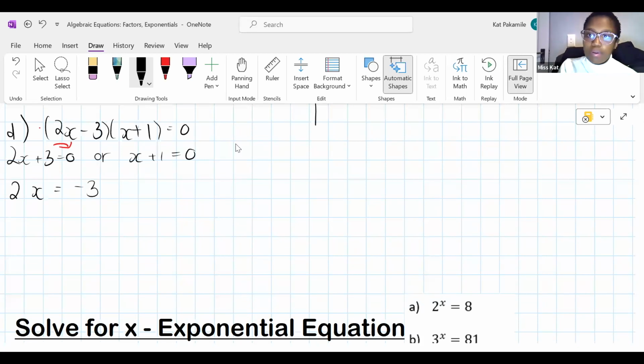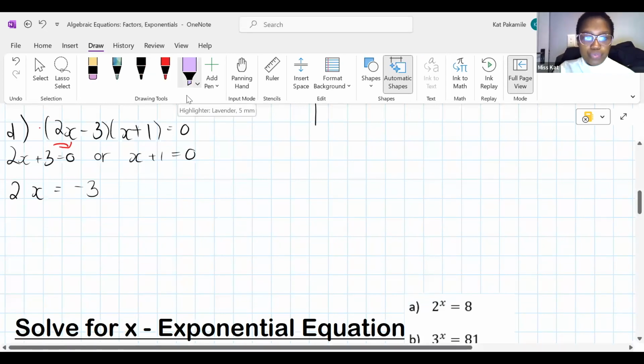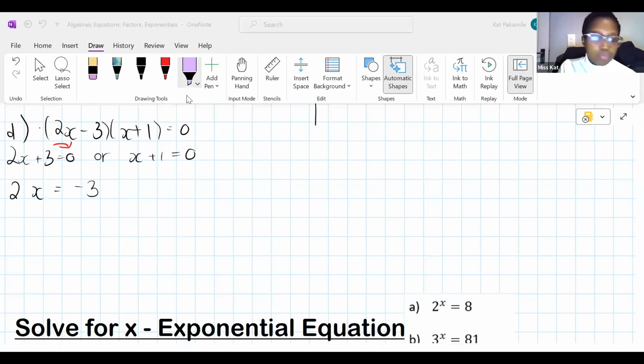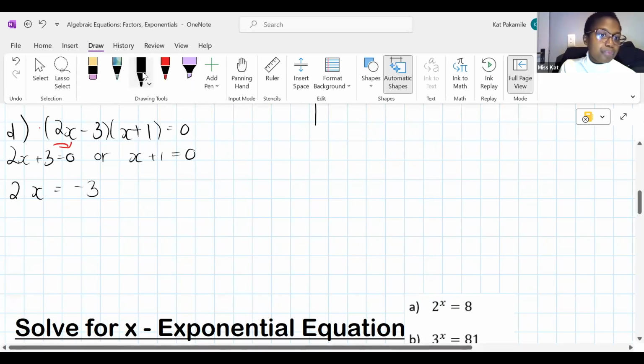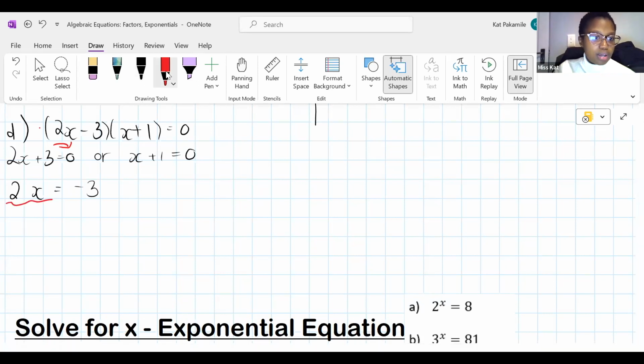Are we done? No, ma'am. What do we still have to get rid of? We want the x to be on its own, right? So what do we have to get rid of? The 2. How do we get rid of 2?